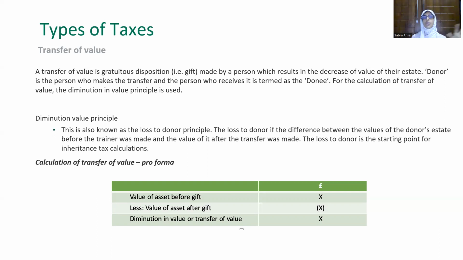Now, what is diminution of value? It is the loss to the donor principle. The loss to the donor is the difference between the value of the donor's estate before the transfer was made and the value of it after the transfer was made, and the loss to the donor is the starting point for inheritance tax calculation.